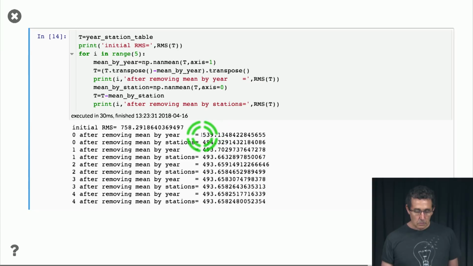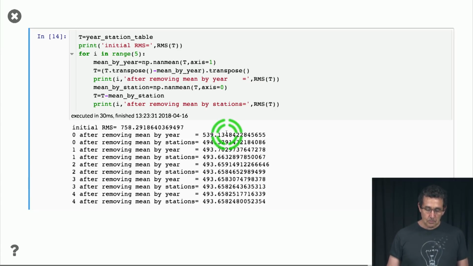And what you see is that this process converges very quickly. So you start with an error of 758. You remove the year, so you get 539. Then you remove the station. It improves to 494. And then you get slight improvements as you go. But you see that after about 2 iterations, there is essentially no reduction. So now you have 2 vectors, the row vector and the column vector, that are basically stable. So by subtracting those, you get columns and rows whose mean is 0.